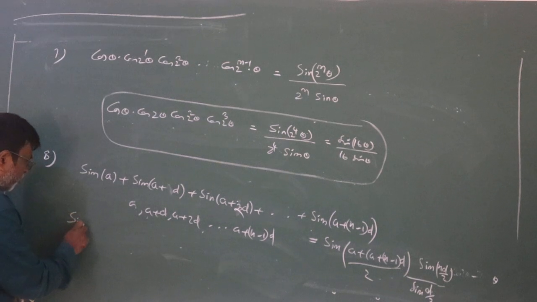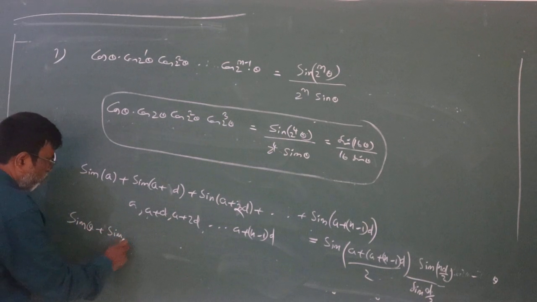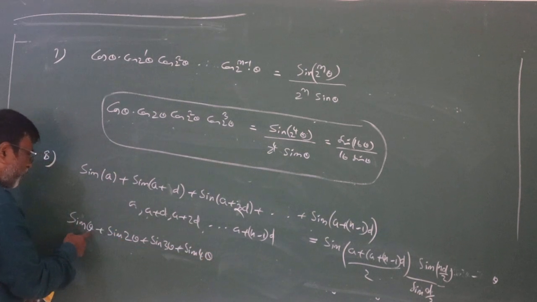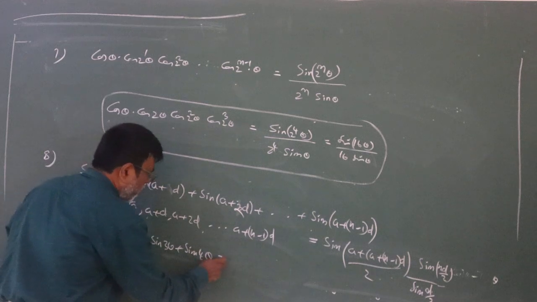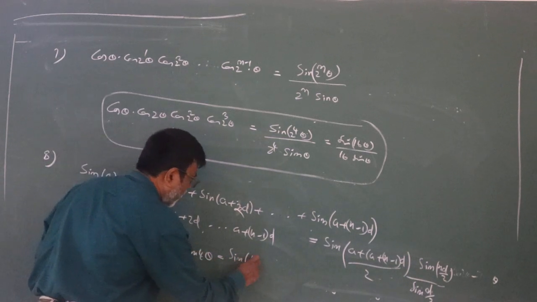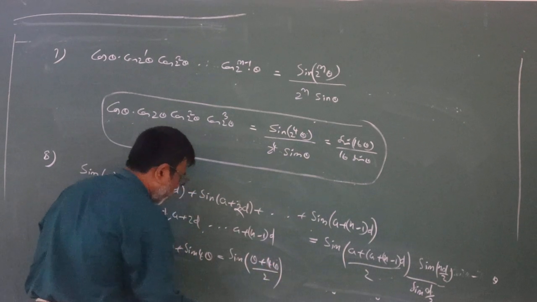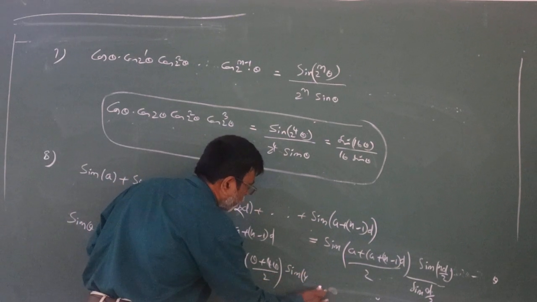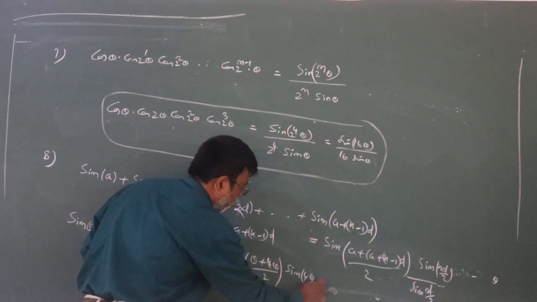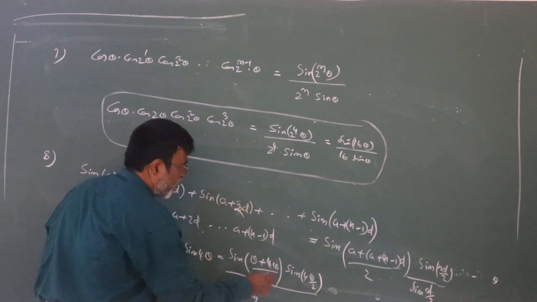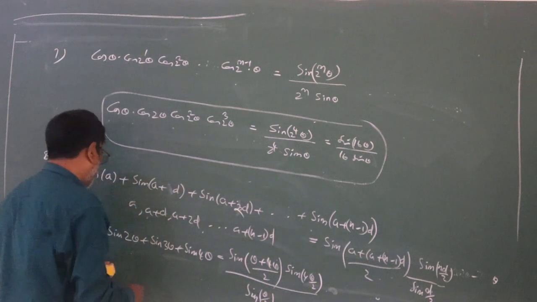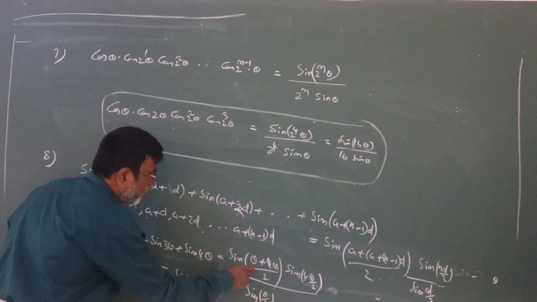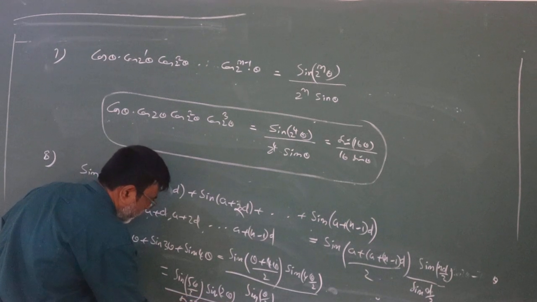Suppose it is given like this: sin θ, sin 2θ, sin 3θ, sin 4θ. So the common difference is θ. Similarly, sin of (first term plus last term, θ + 4θ) by 2, into the number of terms, which is 4: sin(4 into d by 2), where d by 2 means θ by 2, d being the common difference, divided by sin(θ/2). On simplification, sin(5θ/2) into sin 2θ by sin(θ/2). This is the shortcut formula.